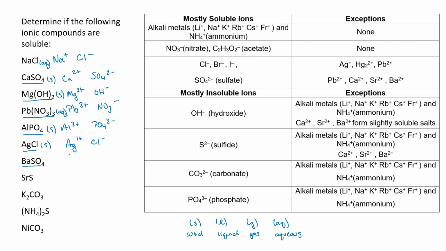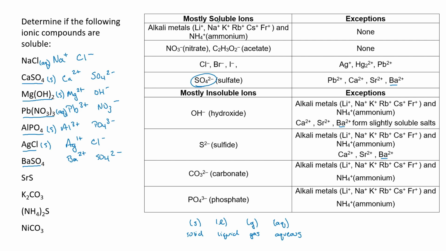Okay, barium sulfate. Barium is my cation. Sulfate is my anion. I do see barium a couple places, but this is again all on the right-hand column. I want to check the left-hand column and see if I can find a rule. And I do have a rule for my sulfate, so I'm going to go to that one.